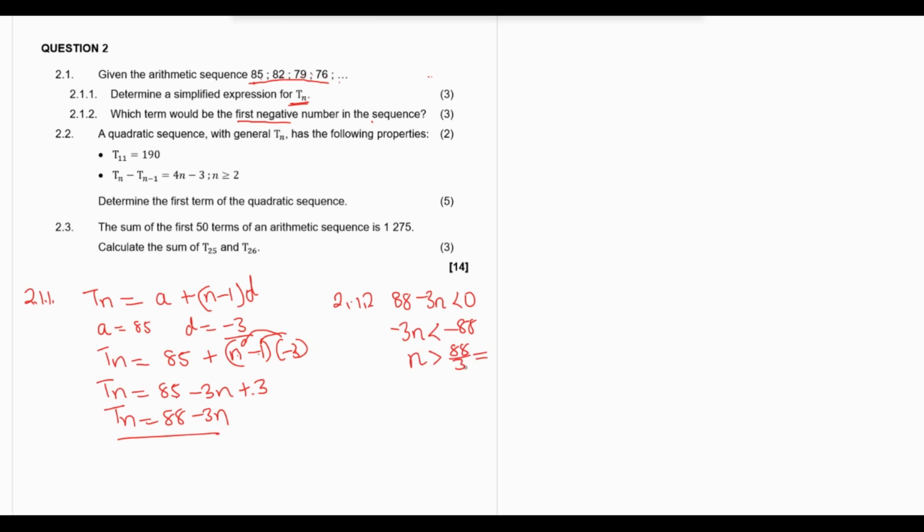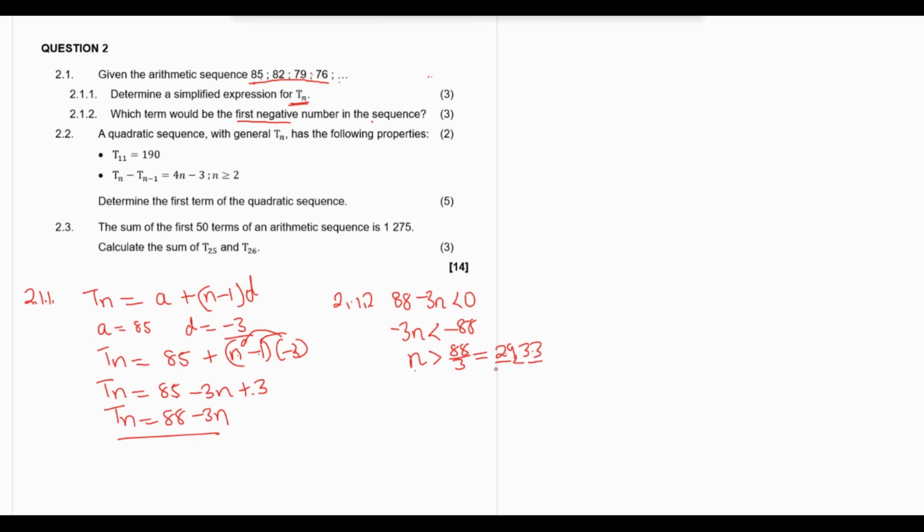Let's write this as a decimal. This is 29.3333, goes on like that. Remember, the term number, n, should be a natural number. Is it 29 or 30? It can only be 30, isn't it? So it means T30 is the one which will be the first negative term.